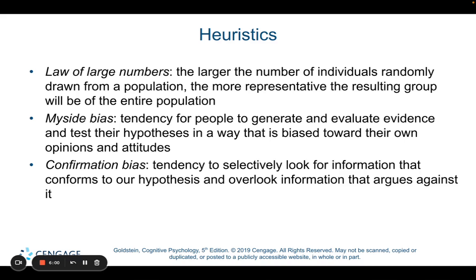The my-side bias is a tendency for people to generate and evaluate evidence and test their hypotheses in a way that is biased toward their own opinions and attitudes. So whatever is fitting to them. And then we have the confirmation bias, which is our tendency to selectively look for information that conforms to our hypothesis, and then we overlook information that goes against it. So we look for things that confirm what we already think. And if something contradicts that, we just ignore it.